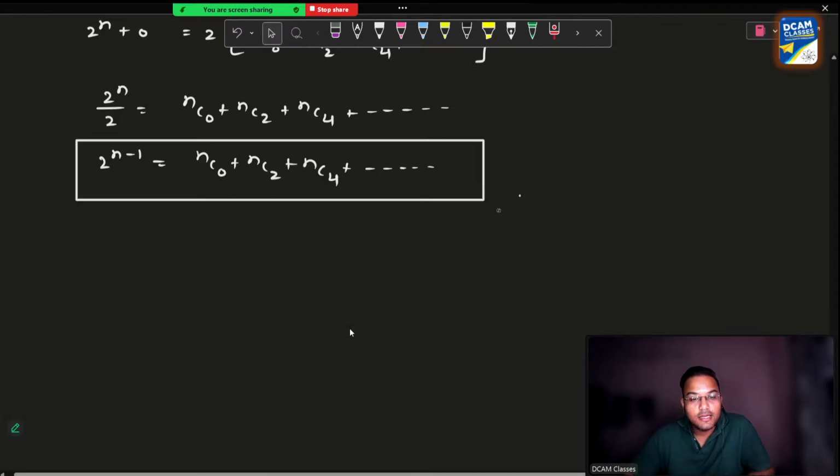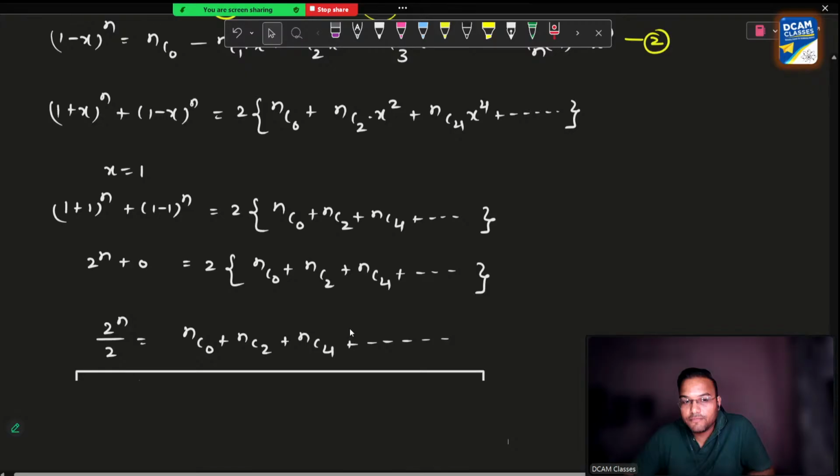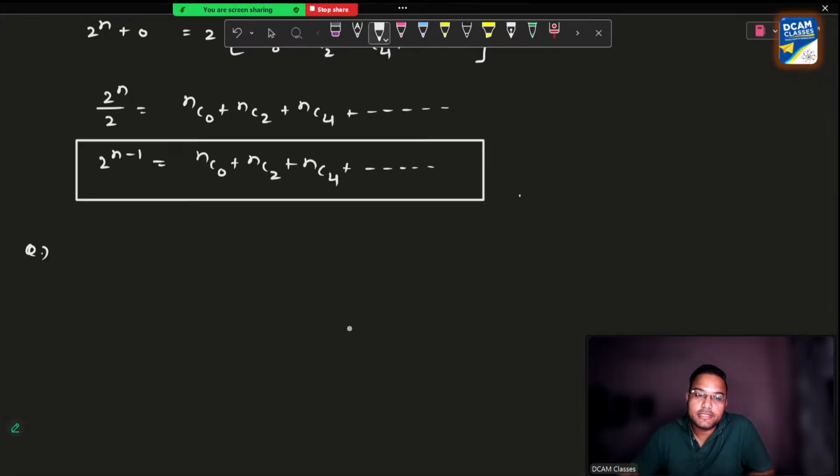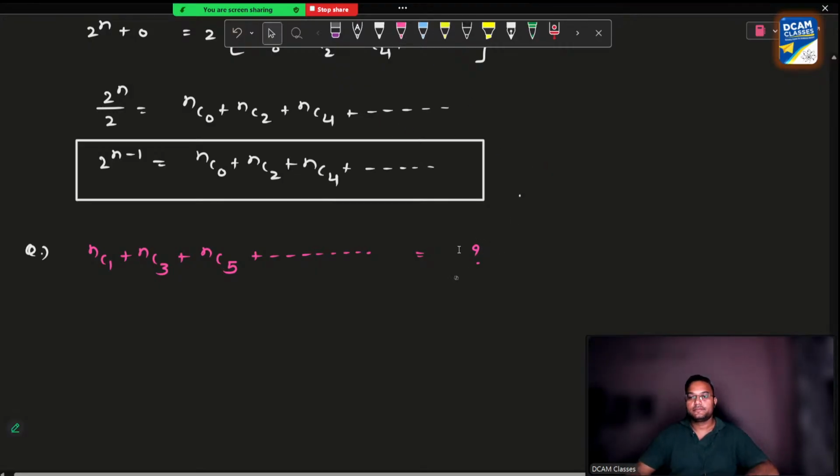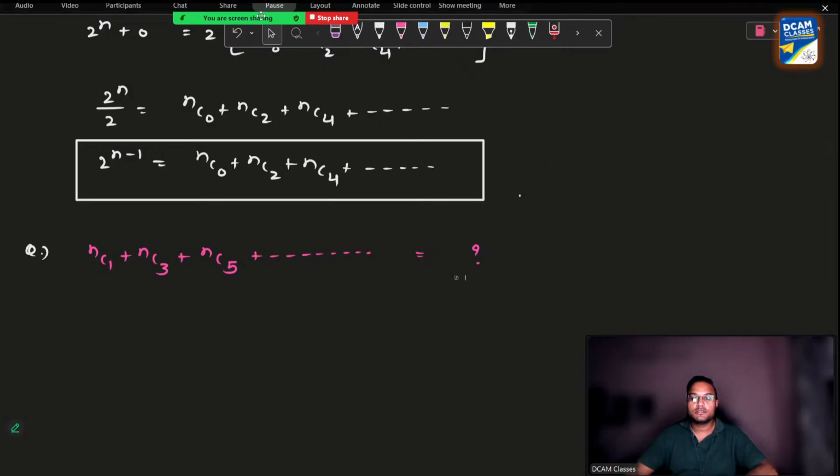If you have understood this part, now try in a similar way to get this result for me. Now I want you to get the result of nC1 plus nC3 plus nC5, meaning the sum of all the odd coefficients. What's the result? Just do it and tell me what answer you get.